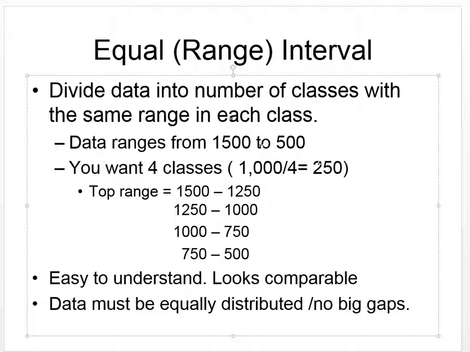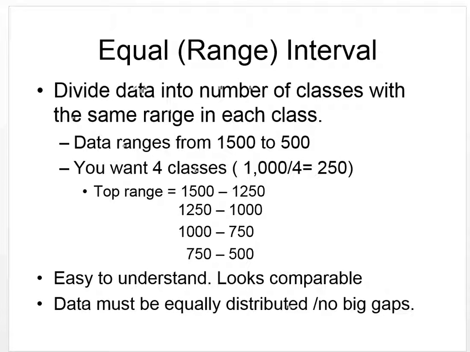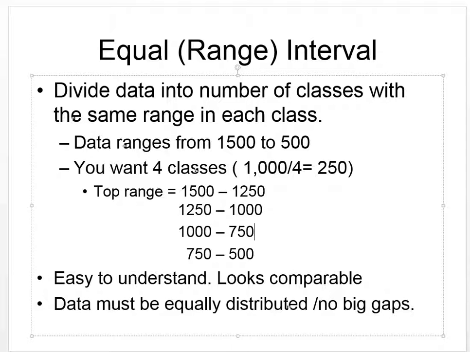Hold on, we have to fix this. No, it's right. I had to look at it again. So the range is from 500 to 1,500. So there are 1,000 values because I don't start at 0, I start at 500. So I take the 1,000 and I want 4 classes. So that means there has to be 250 in each class. So my first data value starts at 500 to 750. My next one is 750 to 1,000 and on up.